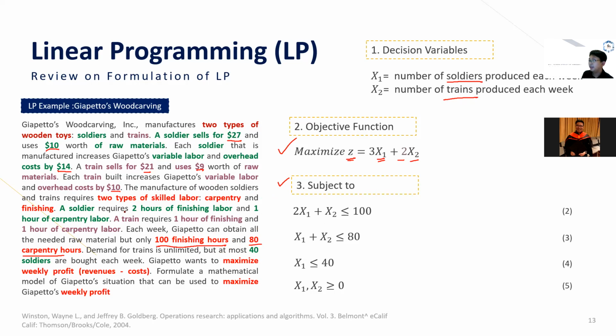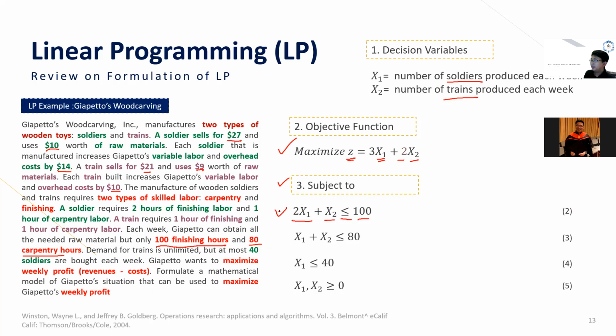From this definition, we know that each soldier produced contributes 2 working hours of finishing activity, and each train produced contributes 1 working hour of finishing. So the constraint can be written as 2x1 plus x2 less than or equal to 100, because we cannot have more than 100. This will be the first constraint.